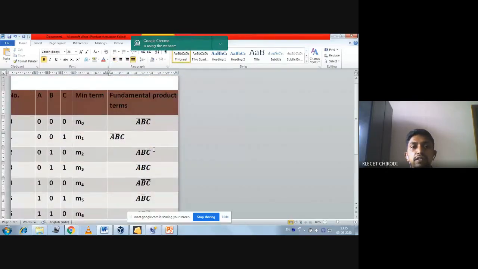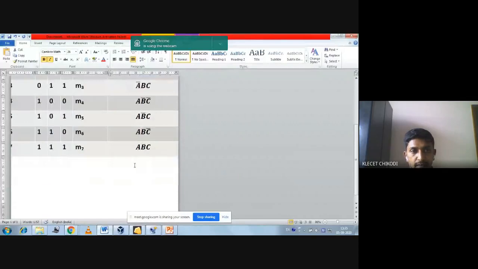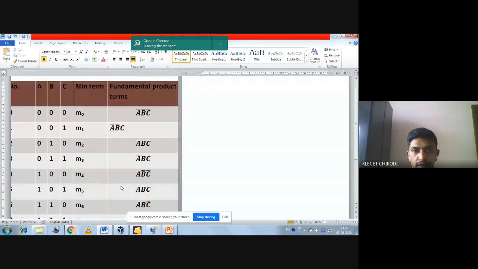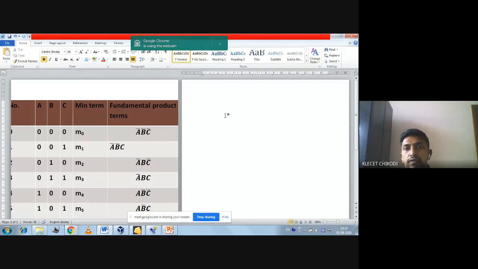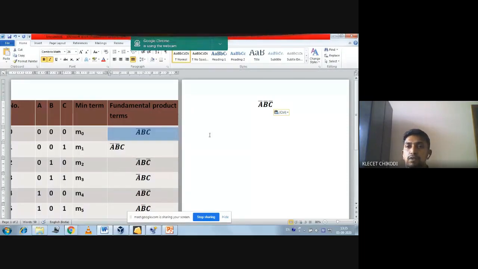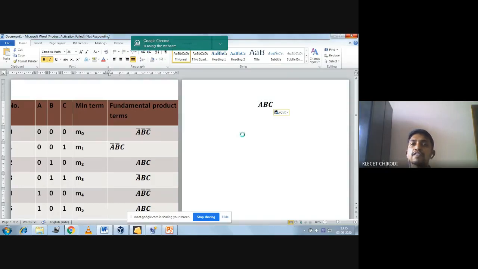Just see it here. What is the first fundamental product term? That is A bar, B bar, C bar. This is the first fundamental product term I have chosen, and now we have to make it a POS term. For the same SOP term, how do we do that? Just apply the complementary theorem to that.